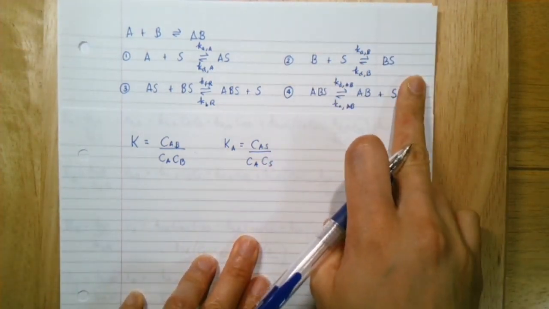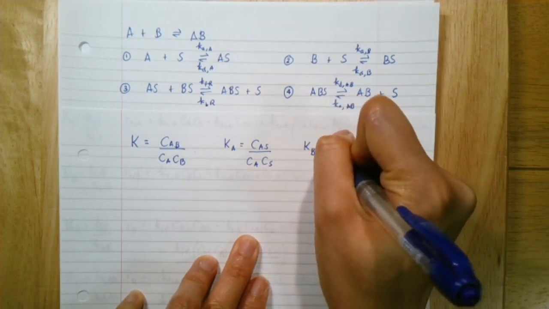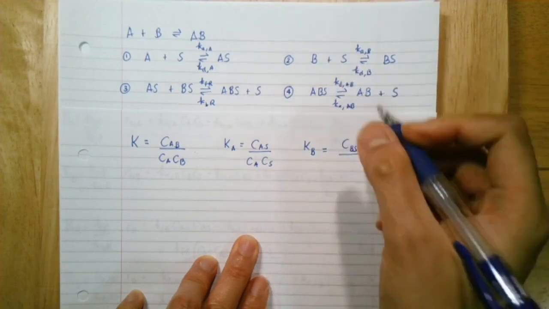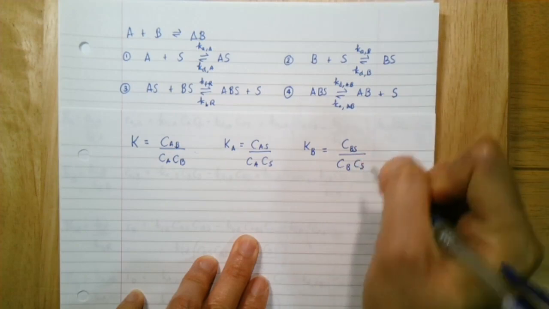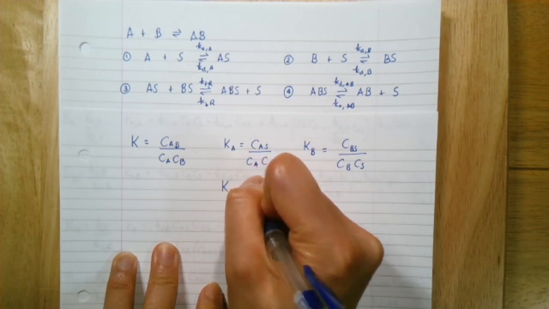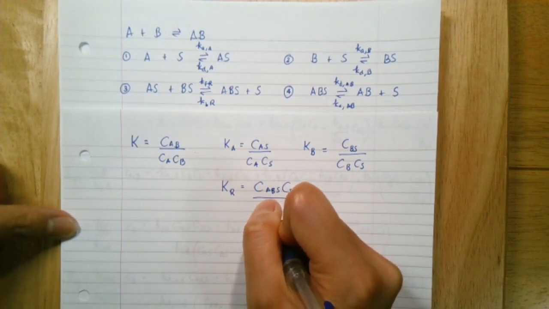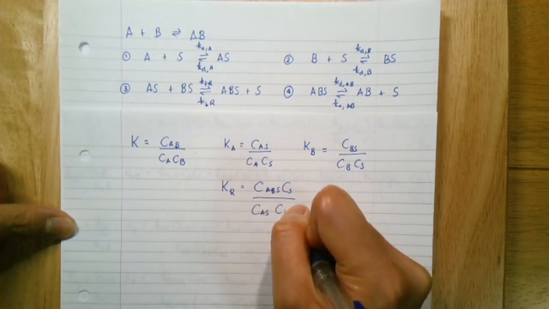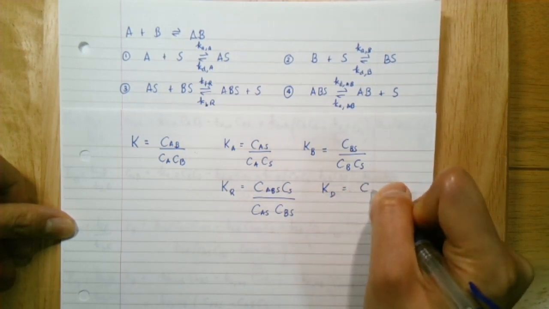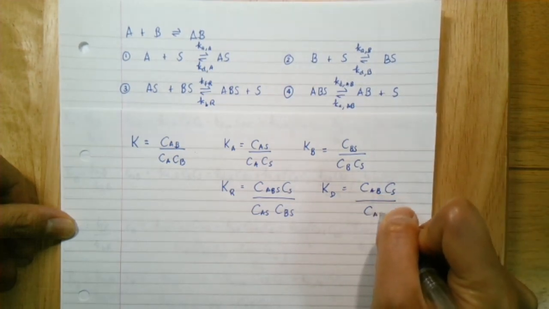We can do the same thing for the adsorption of B. So we have Kb, and this is equal to Cbs divided by Cb times Cs. For Kr, we have CABs times Cs divided by CAS times CBS. And for the desorption, KD, we have CAB times CS divided by CABS.